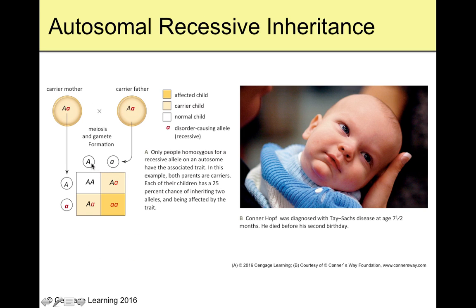So here's your example of a carrier. Doesn't know they have the disease. Carrier, doesn't know they have the disease. 3 of their kiddos are going to be fine, 2 of which will be carriers, 1 will be just fine, and there's your 25% chance of actually having that disease. Here's your example of Tay-Sachs, diagnosed 7.5 months old, dead before 2, because Tay-Sachs is 100% chance of death, no cure, no fixing it. You're going to die young.